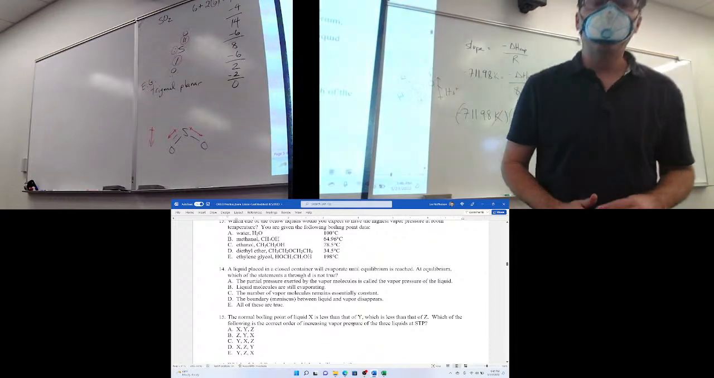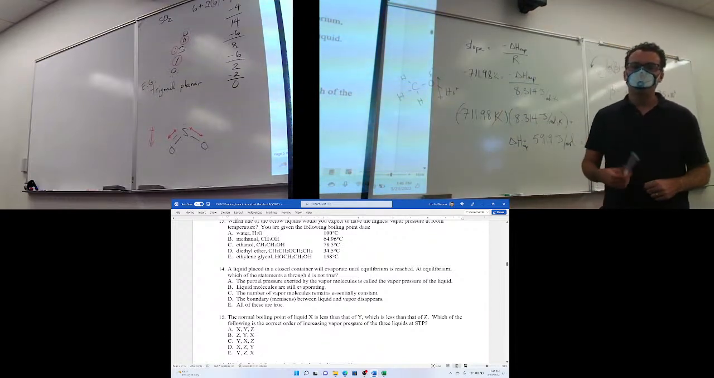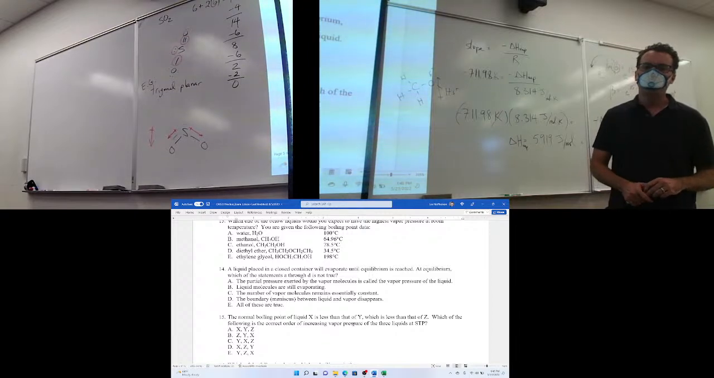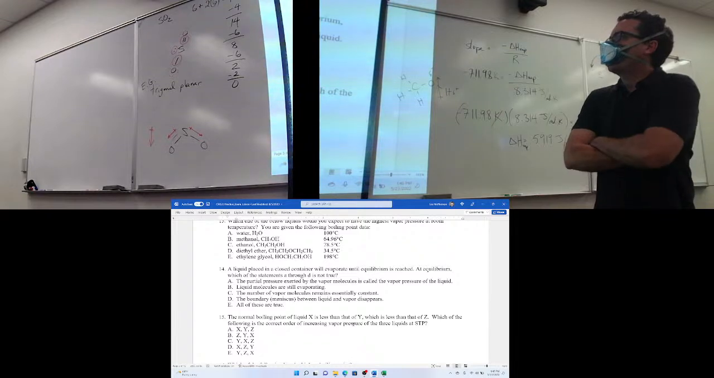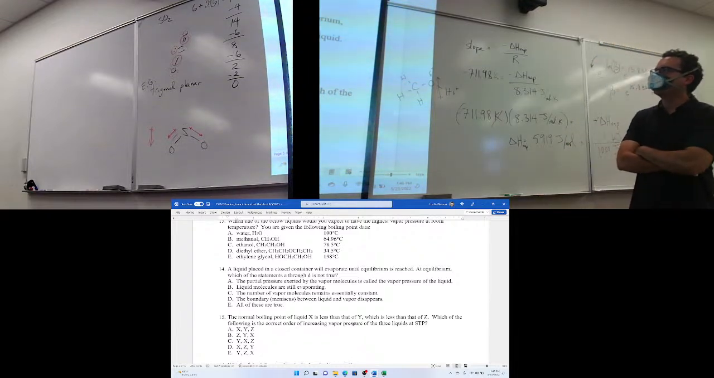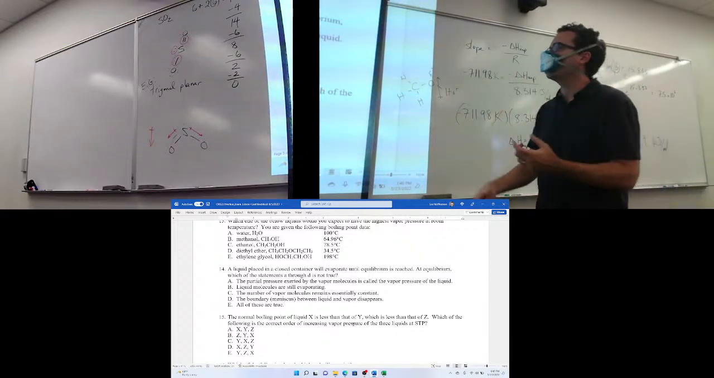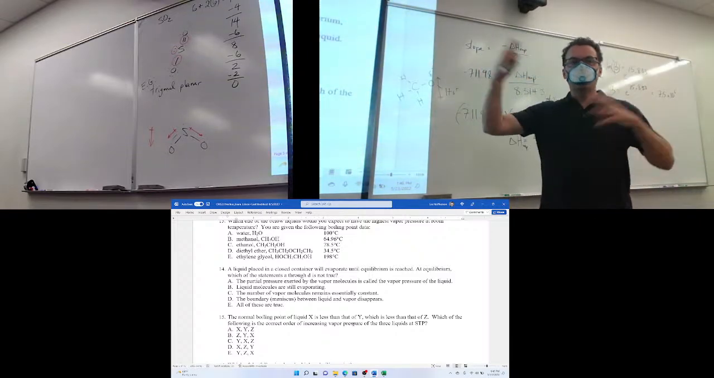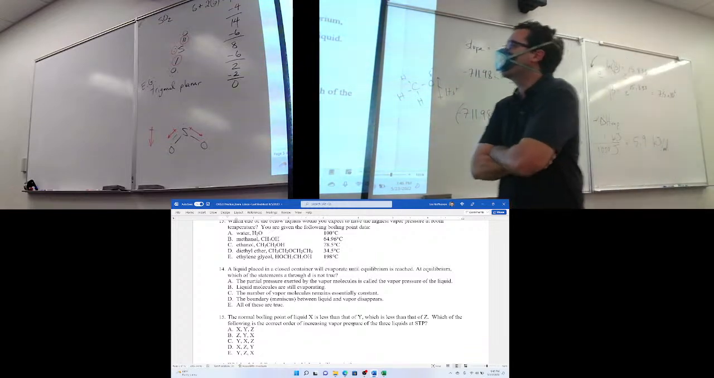A liquid placed in a closed container will evaporate until equilibrium is reached. At equilibrium, which of these statements A through D is not true? The partial pressure exerted by the vapor molecules is called the vapor pressure of the liquid. Yes, that's true. The vapor pressure is literally the pressure of those gas particles. If there's air in there too, we ignore that part. Just the vapor pressure of water or whatever the liquid is.